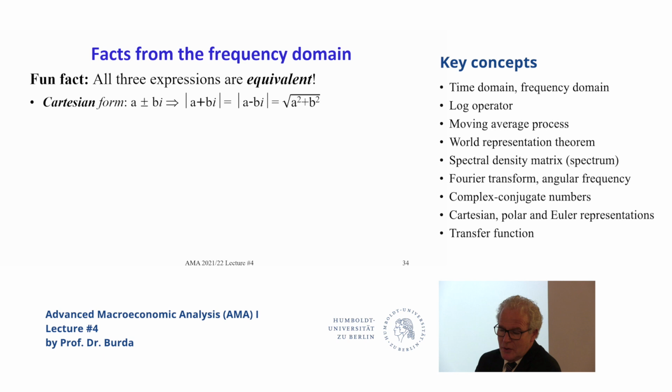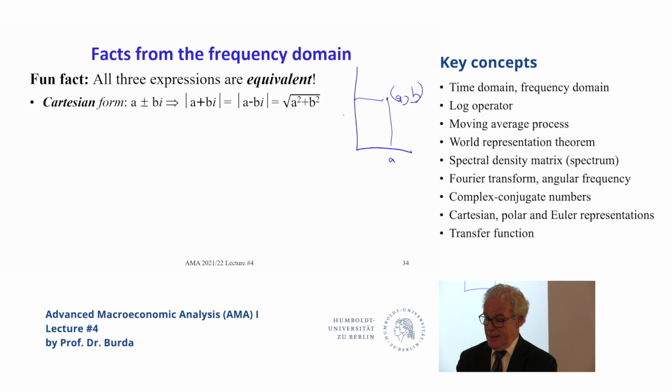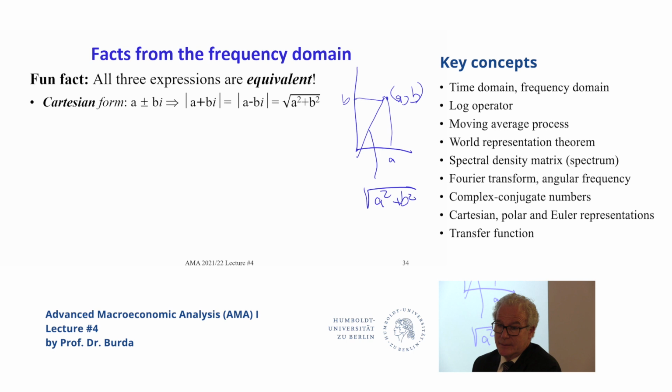Okay, so how do I show that? Well, in the Cartesian representation, remember we're talking about just a number like this. Here's A, B, and there's A, and there's B. Well, lo and behold, there's a distance between this point and this one, and that distance is the square root of A squared plus B squared. And that's a real number. That's the distance. So we call that R. So that's the link I'm going to generate between the Cartesian representation and the polar and Euler representations. That's R.